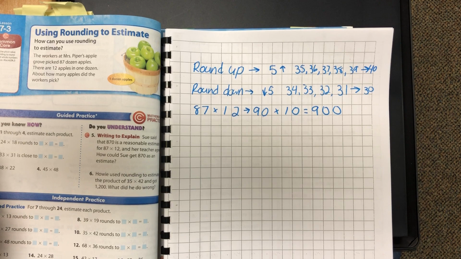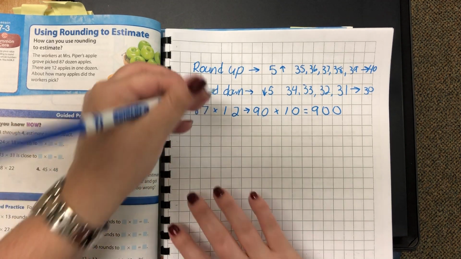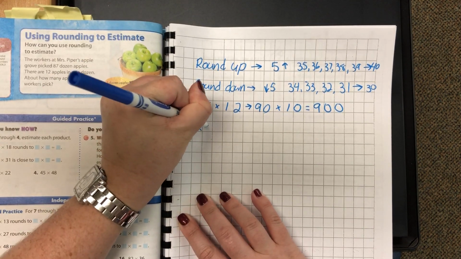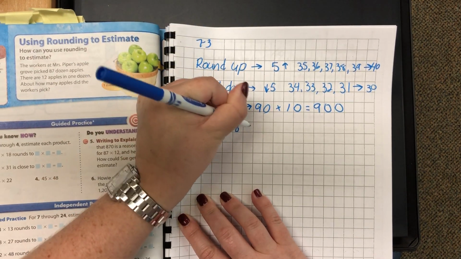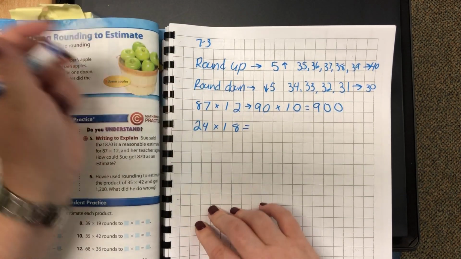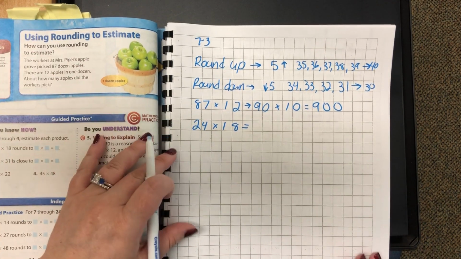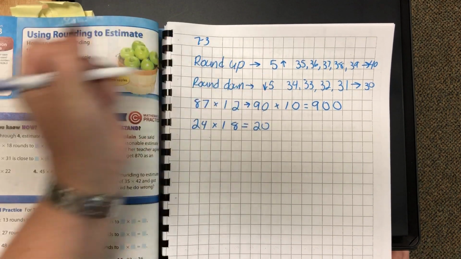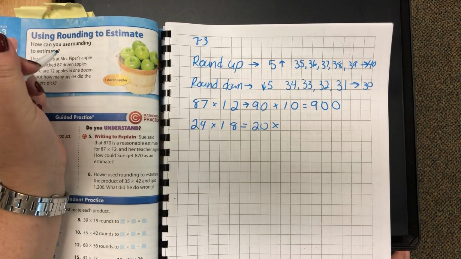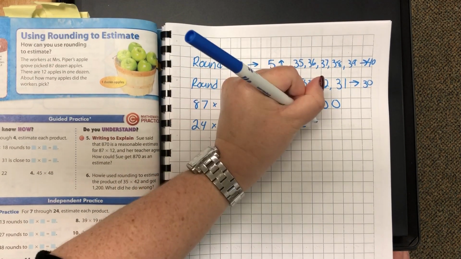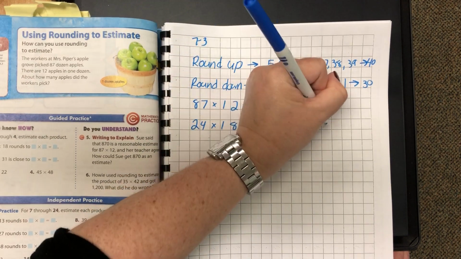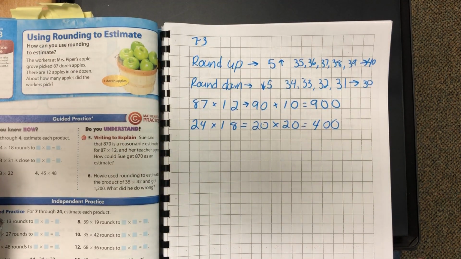So let's practice this together. What about 24 times 18? 24 gets rounded to 20. And 18 gets rounded to 20. So 2 times 2 is 4. Add my 2 zeros, 400.